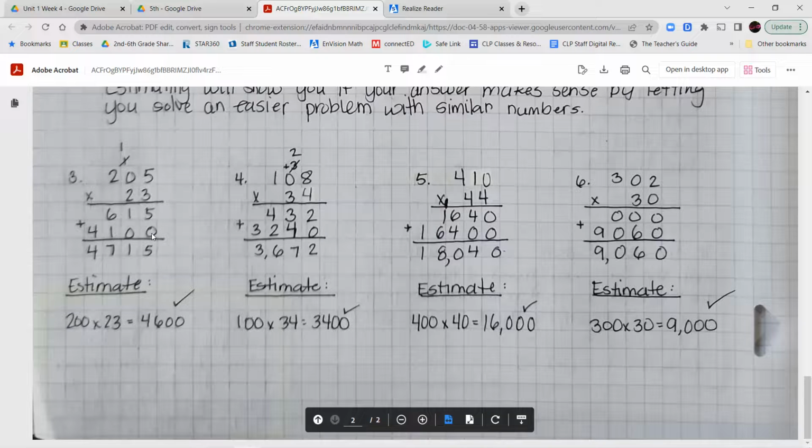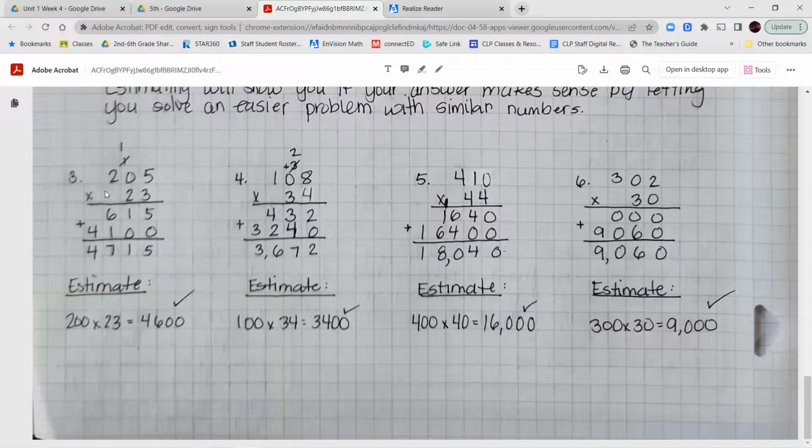I moved to the next line, put in my 0 placeholder. 2 times 5 is 10. I record my 0, carry my other 1. 2 times 0 again is 0, plus 1 more gave me the 1 that I put right here, and then 2 times 2 is 4. Added my partial products and got a total of 4,715, which is reasonable because it's close to my estimate.